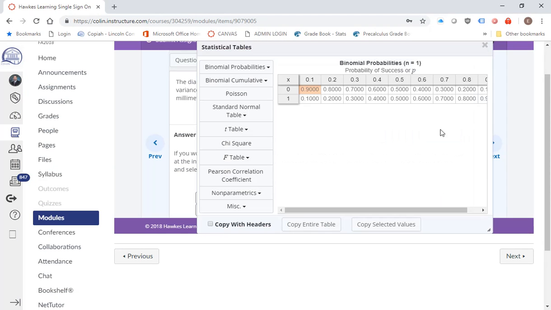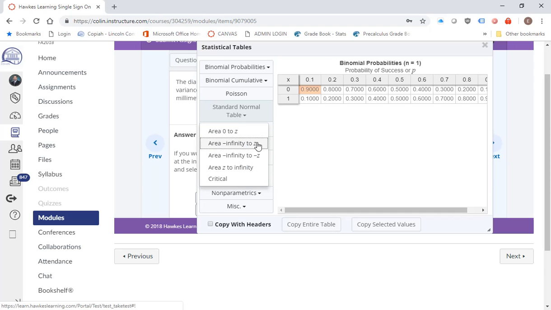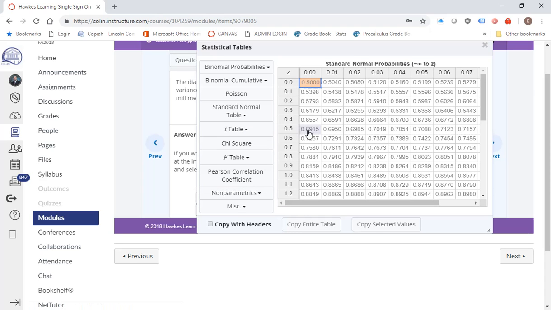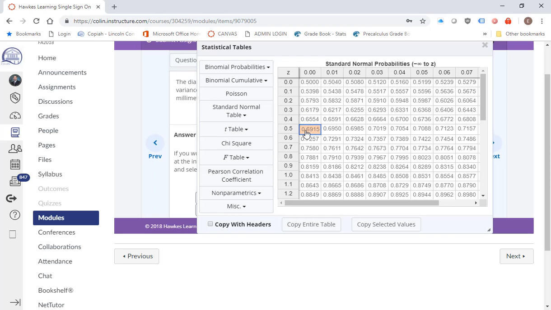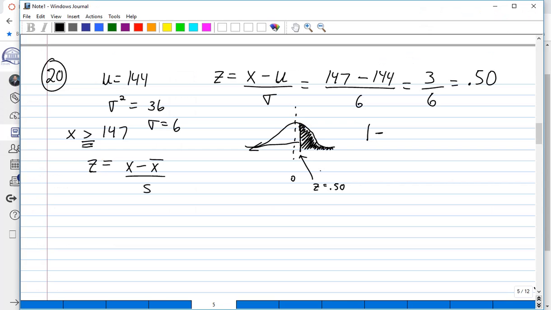So let's go to the table. All right, so z table, and I'm going to go to 0.50. So that's this value right here. So if I say 1 minus this, that will give me the area to the right. So 1 minus 0.6915. If you use a calculator and you subtract that, you'll get 0.3085.